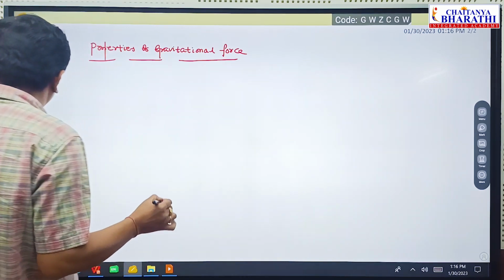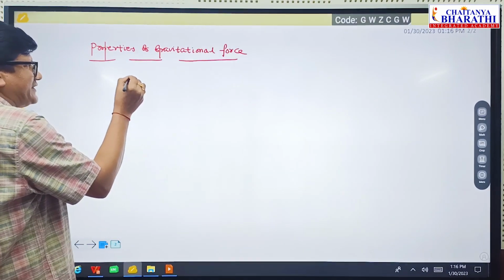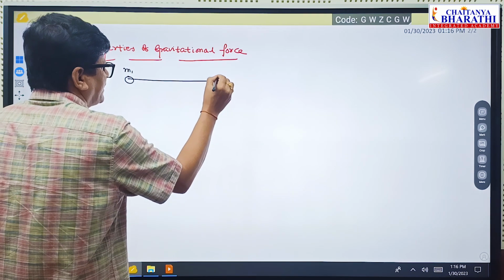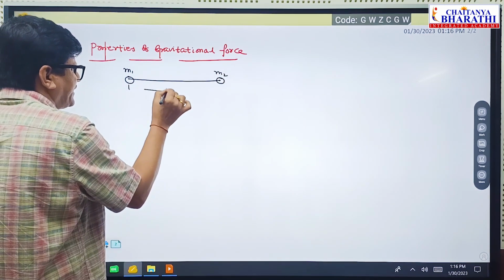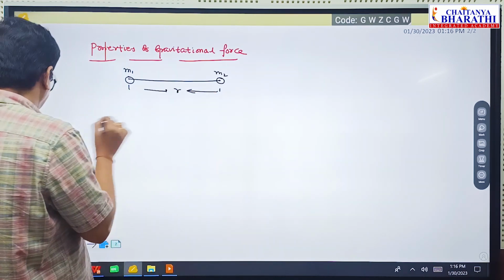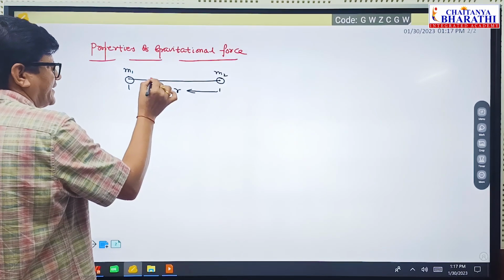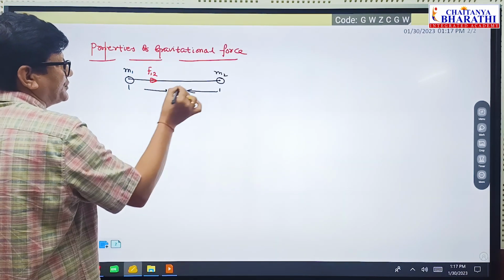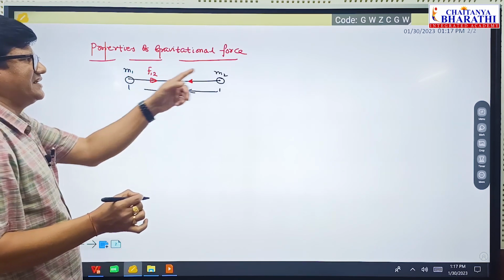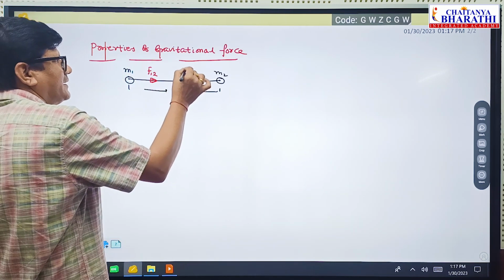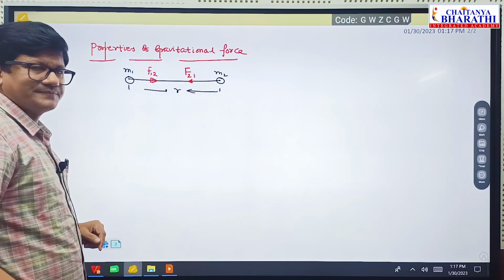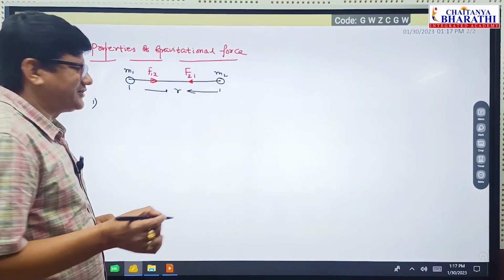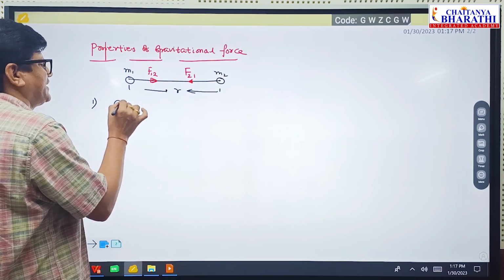Properties of gravitational force. Take two bodies, a body of mass m1 and another body of mass m2, separated by a distance r. Then this body is attracted by the second mass, that is the force on 1 due to 2, and m2 is attracted by m1, that is the force on the second due to the first. So the gravitational force is an attractive force. This is the first property.